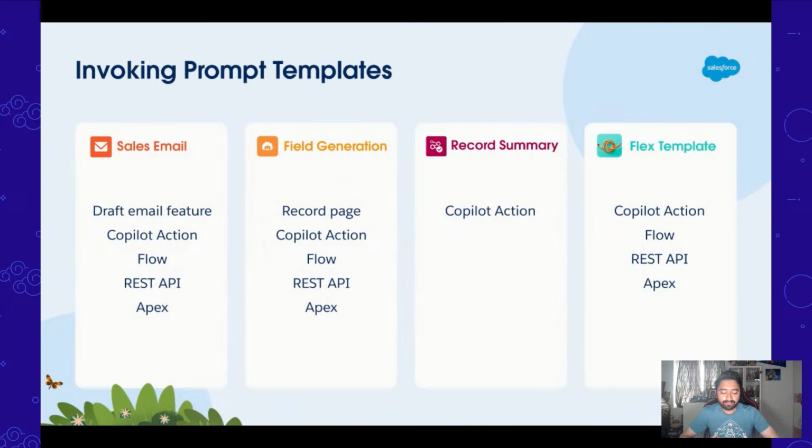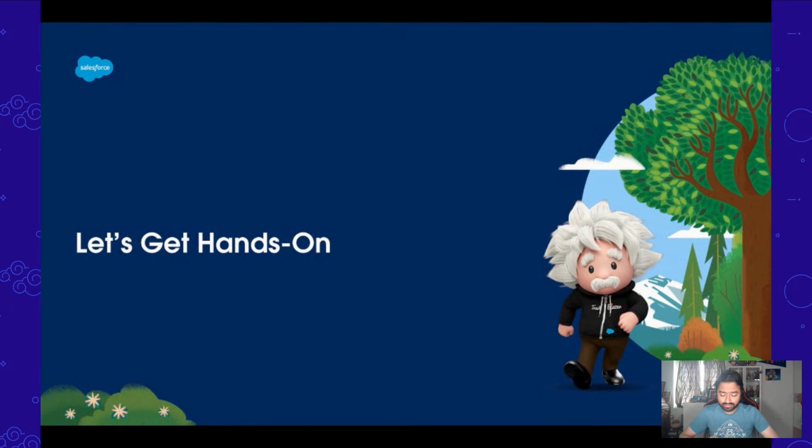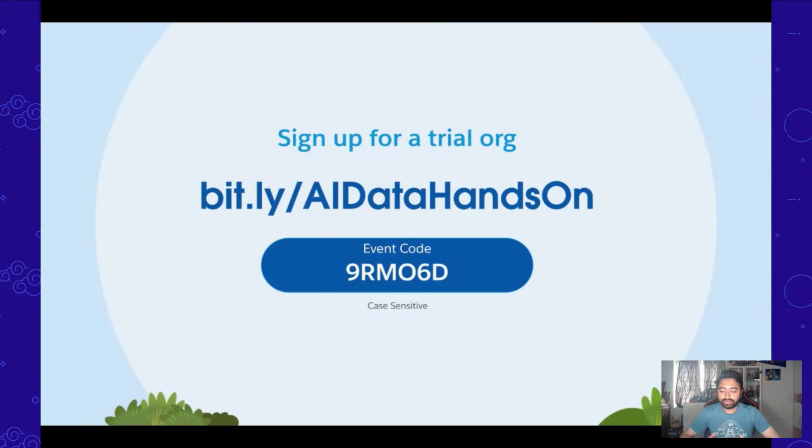Now, that is the basic context setting that I wanted to do. With this information, let's all get hands-on, because that's the best way to learn how all of this comes together. So for that, I need all of you to sign up for trial orgs. And here is how you do it.